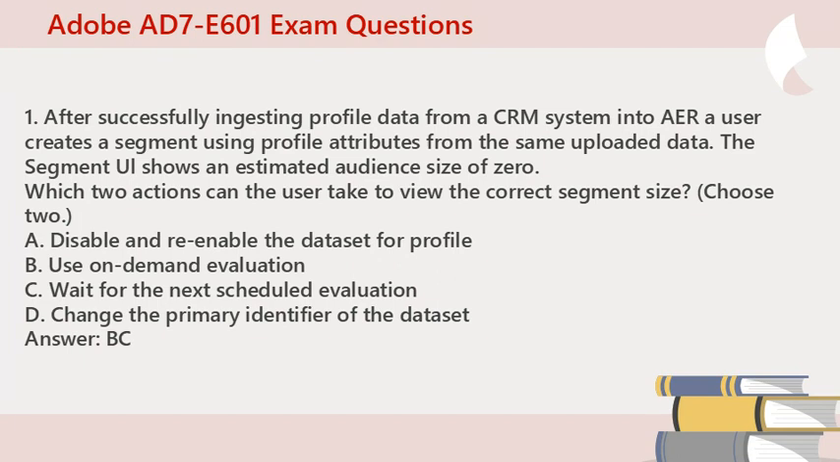1. After successfully ingesting profile data from a CRM system into AEP, a user creates a segment using profile attributes from the same uploaded data. The segment UI shows an estimated audience size of 0. Which two actions can the user take to view the correct segment size? Choose 2. A. Disable and re-enable the dataset for profile. B. Use on-demand evaluation. C. Wait for the next scheduled evaluation. D. Change the primary identifier of the dataset. Answer: B, C.